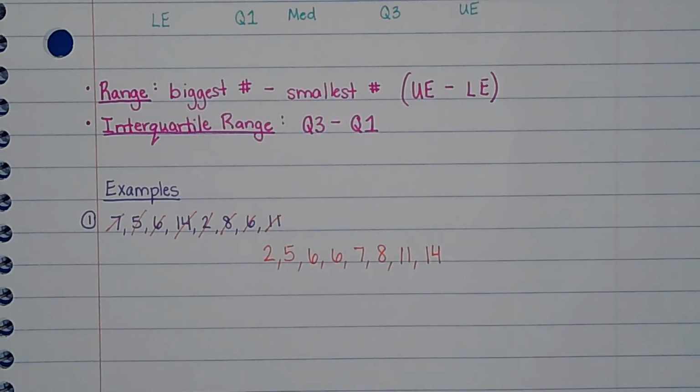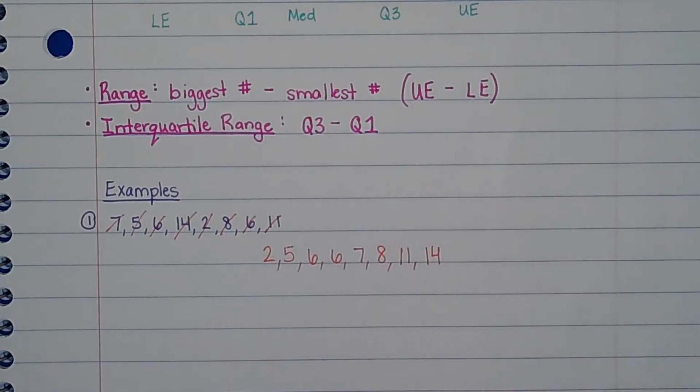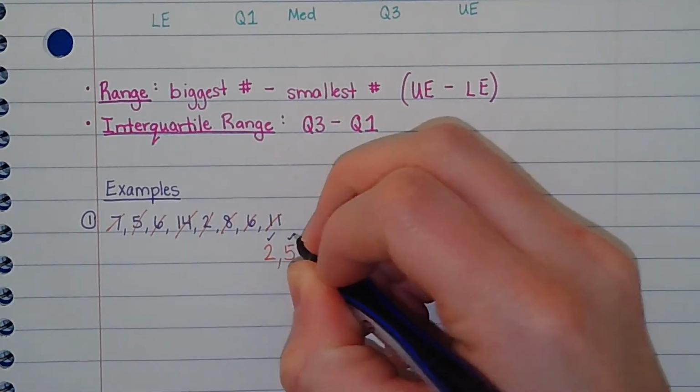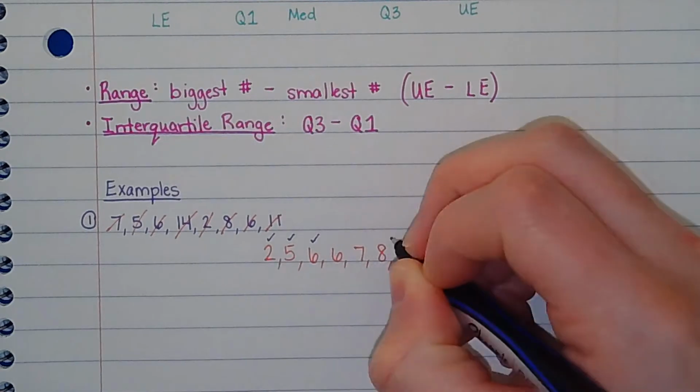So now I'm going to find that median, okay? And I'm going to put checks above my numbers because I don't want to not be able to see these numbers. So instead of crossing them off, cross, cross, cross, cross, I'm going to put checks at the top. That way I can keep up with where I am. So gone, gone, gone, gone, gone.